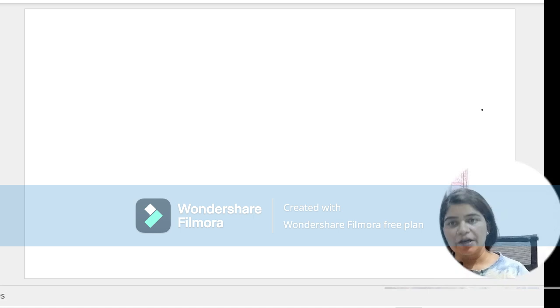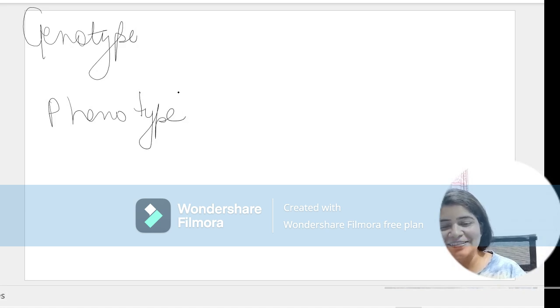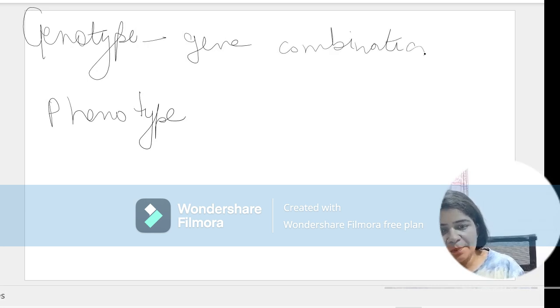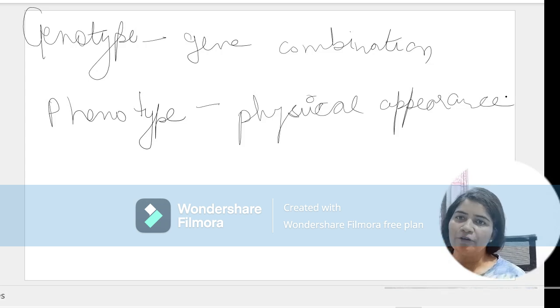Then there is another thing I want to tell you: genotype and phenotype. I will also give you a trick at the end to learn this. Genotype is the gene combination: what genes or alleles are present in a chromosome. And phenotype is the physical appearance. So the physical appearance of an individual will come in the category of phenotype.